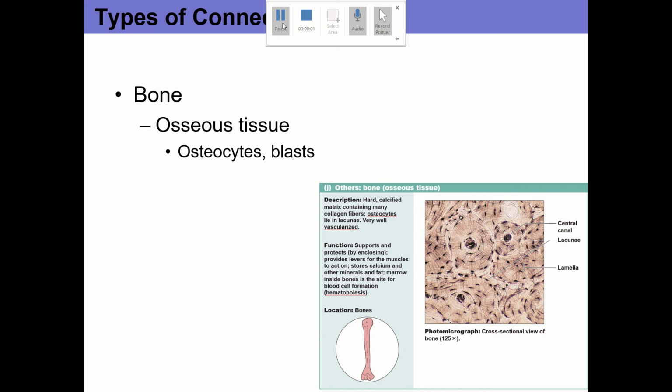All right, well, welcome back for the thrilling conclusion of Chapter 4, Tissue. So last time we left off talking about connective tissue proper. So we talked about loose and dense connective tissues, and then we talked about cartilage.